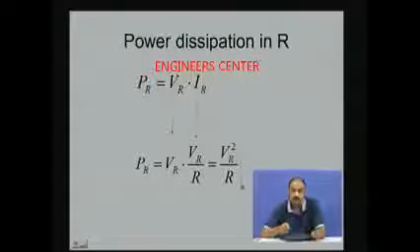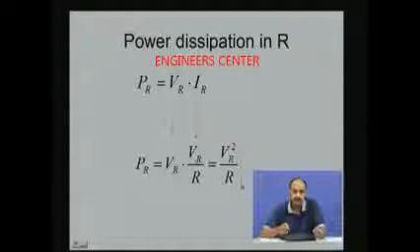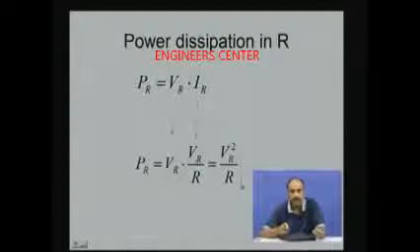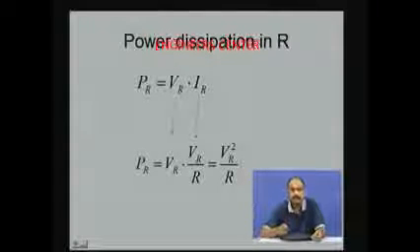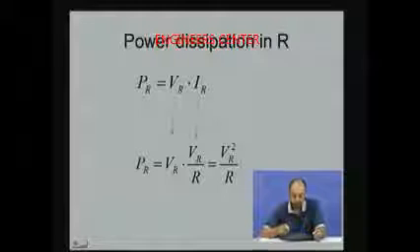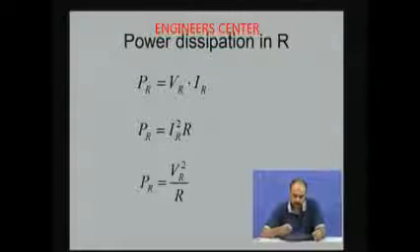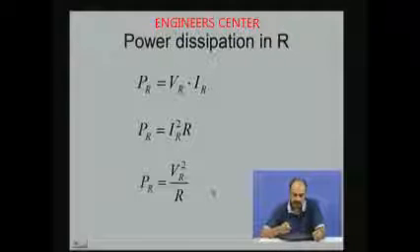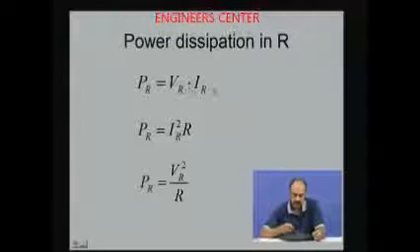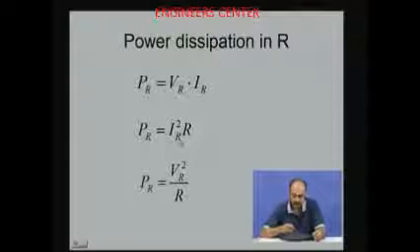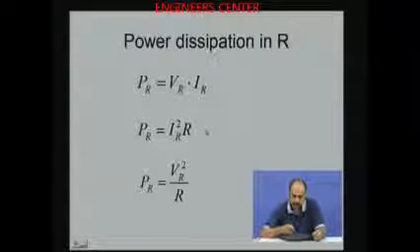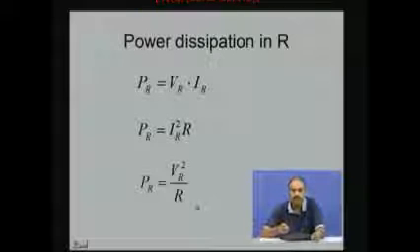So, summarizing, we see that the power dissipation in a resistor can either be I square R if you know the current, or if you know the voltage across the resistance, then it is V square by R. You see here the summarization of the power. Power is VR into IR, power dissipated in the resistor is also I square R, and also V square by R, depending upon which variables are known at any given point of time.